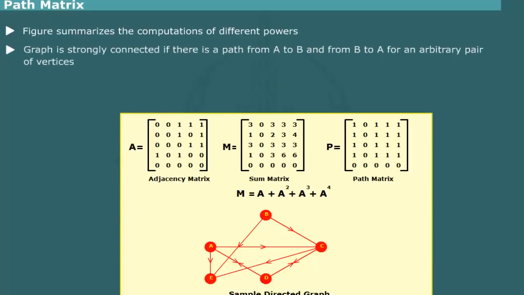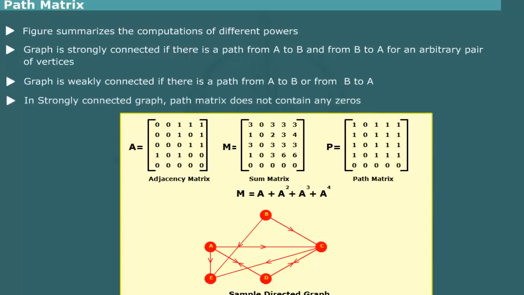A graph is said to be strongly connected if for any pair of vertices A and B there is a path from A to B and there is also a path from B to A. The graph is said to be weakly connected if there is a path from A to B or there is a path from B to A. This means that for a strongly connected graph, the path matrix does not contain any zeros. The path matrix shown in the preceding example is weakly connected because there are several zeros in the matrix.